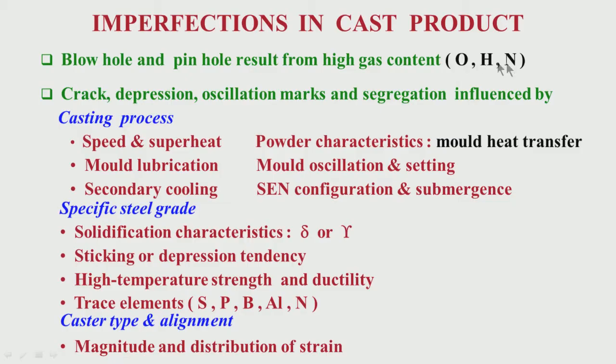Why will it come out? Because the solubility of oxygen is quite high in liquid steel, but much less in solid steel. So, where will it go? It will try to come out as gas. Therefore, oxygen, hydrogen, nitrogen content in liquid steel has to be controlled before you do any casting, otherwise you will have blowholes and pinholes. So, this is important. This is one type of defect which is a possibility.